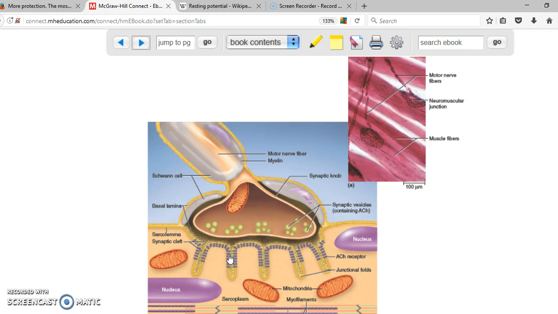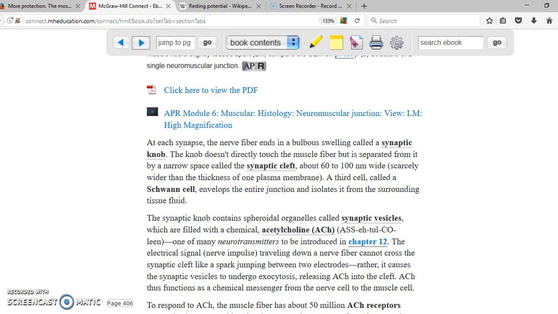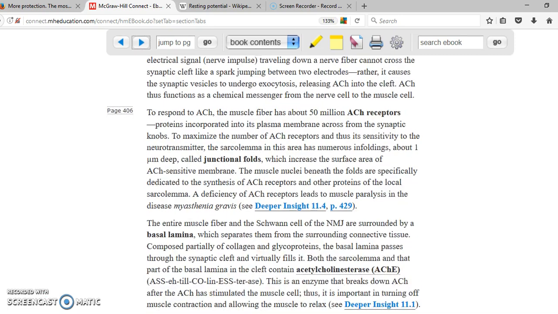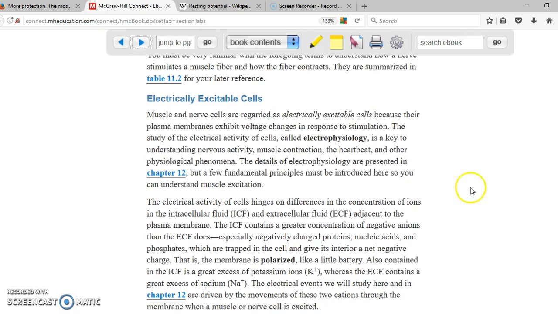You don't need to know them at this time, but just in case, they are called nicotinic receptors or muscarinic receptors, depending on what it is that we are talking about. But at this time you just need to know that these are the receptors. So let's keep scrolling down. Let's see what we have. So we say synaptic cleft. We say acetylcholine receptors. Okay, and now we reach this area where we will have to talk about electricity.